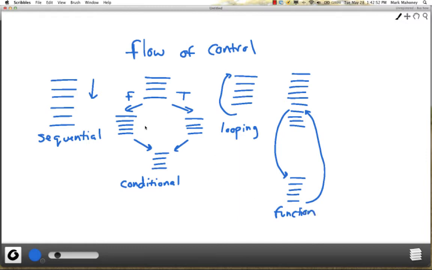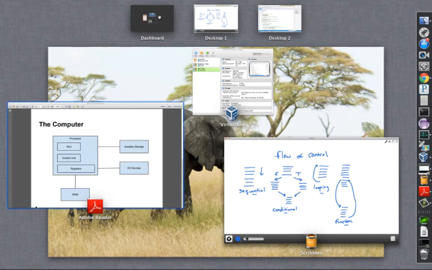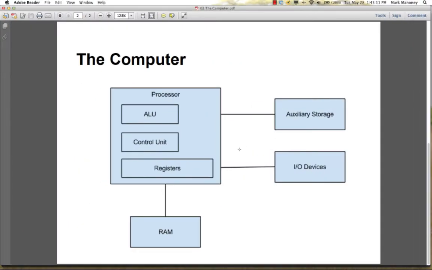Okay, so almost all of this course is talking about these four things. We'll talk about if statements and whiles and functions for the entire semester. Okay, so they're really important. So the control unit handles the flow of control. The next part of the processor that we'll talk about are the registers.